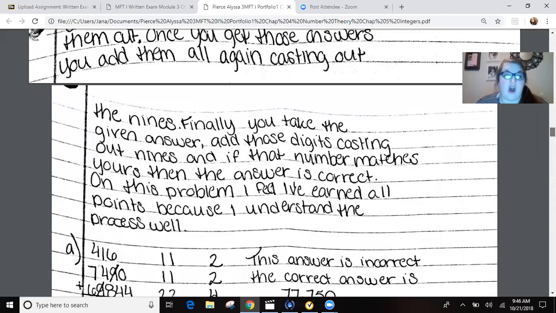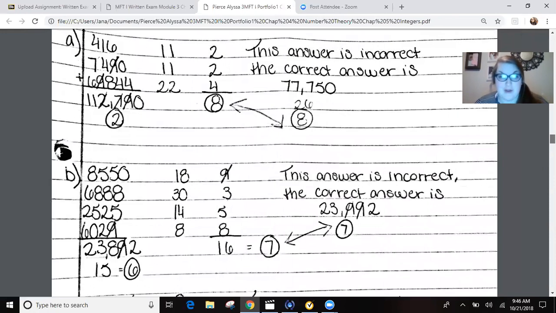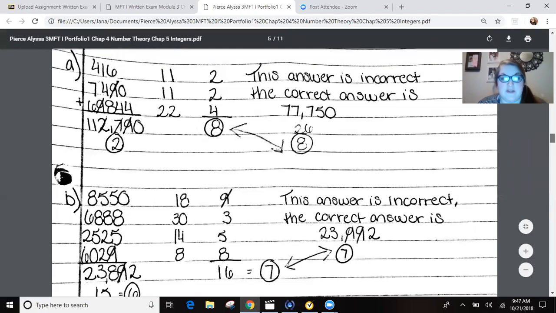On this problem, I feel like I've earned all the credit for it because I do enjoy casting out nines, and I think my work is correct. So here we were given 416 plus 7,490 plus 69,844, and the given answer we have is 112,790. So let's cast out our nines. So for 416, there is nothing to cast out because none of those add to get 9. So that would just be 11.